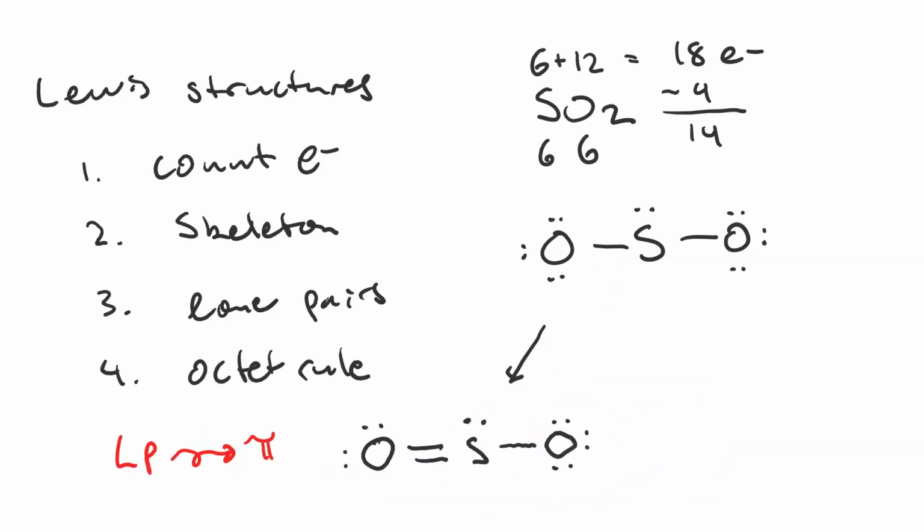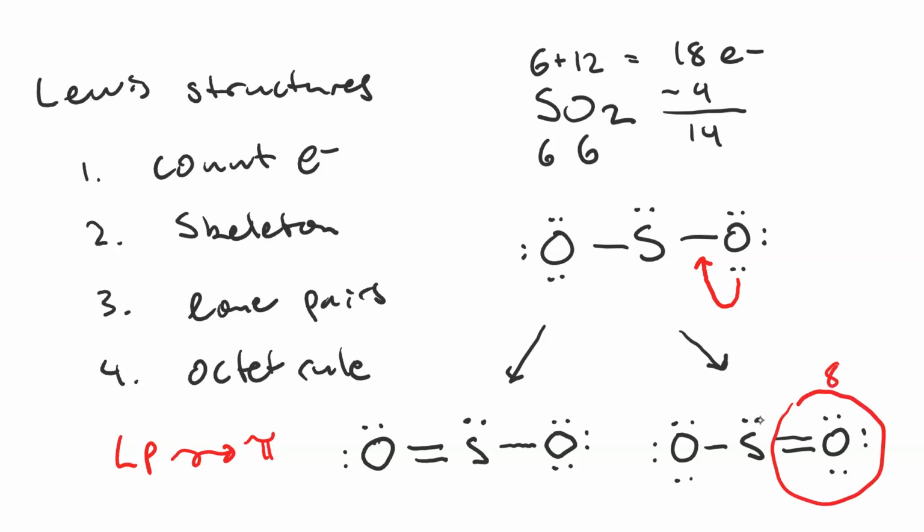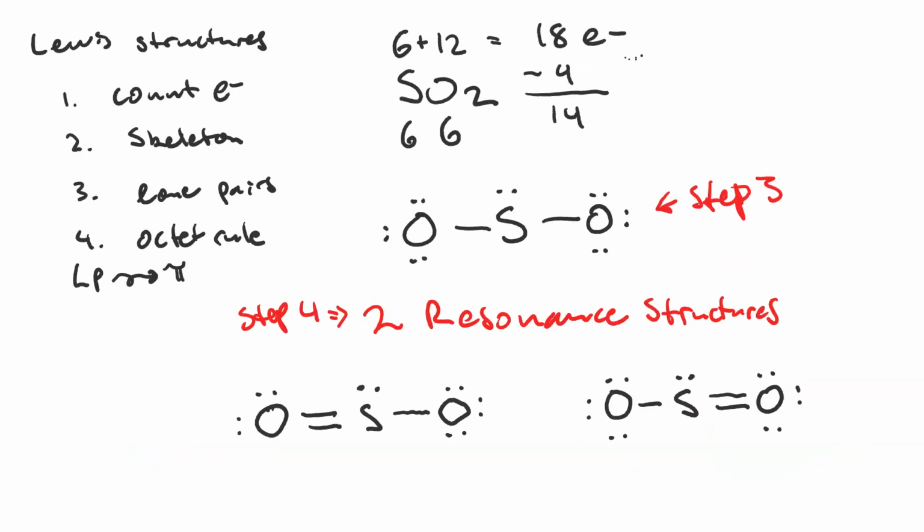But we could just as easily use a lone pair from over here. That leads to this Lewis structure on the right. And you can see every atom has 8 electrons. So step 4 leaves us with these 2 resonance structures. We connect resonance structures with a double-headed arrow, like that.